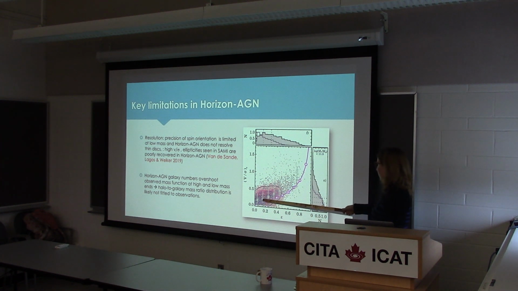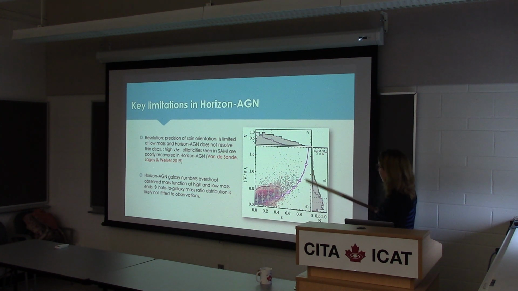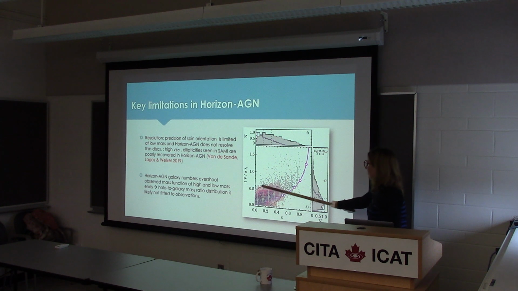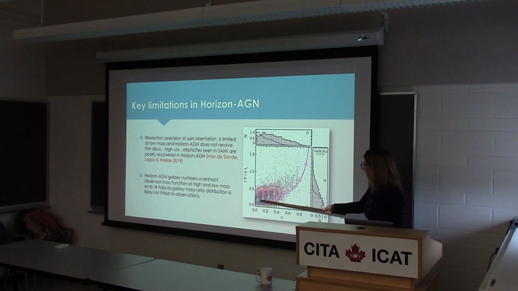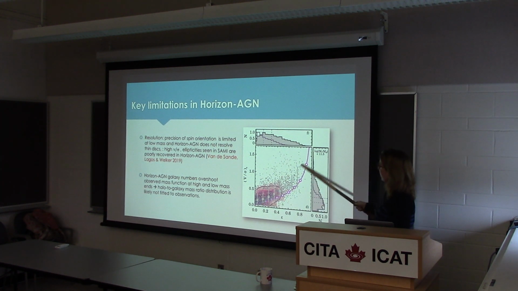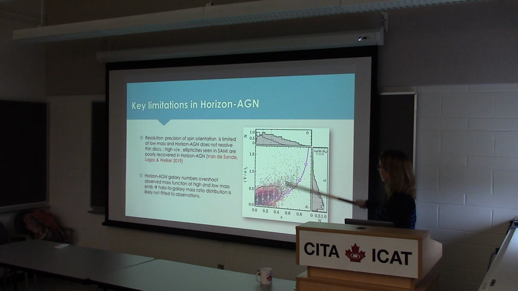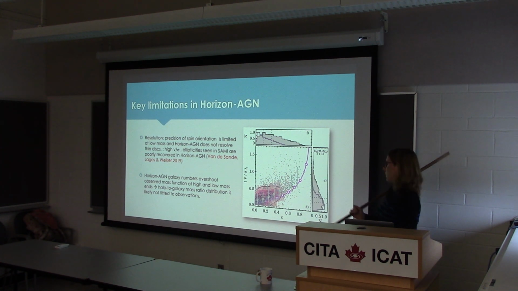That's V over sigma versus ellipticity. So the V over sigma, ellipticity plane. And all the dots are in SAMI. And the pink and black contours are Horizon-AGN. And this is the median in SAMI. So you can see that the trend is right, but that in Horizon-AGN, the high V over sigma part is clearly missing. We're saturated because of resolution.